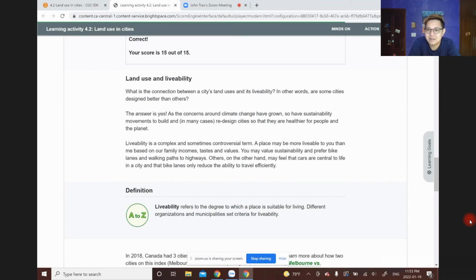It depends on countries and places. They may have different criteria to classify a place as livable or not livable. So different people have different ideas about this. Know what I mean? Yeah, I do. Yes. Okay.